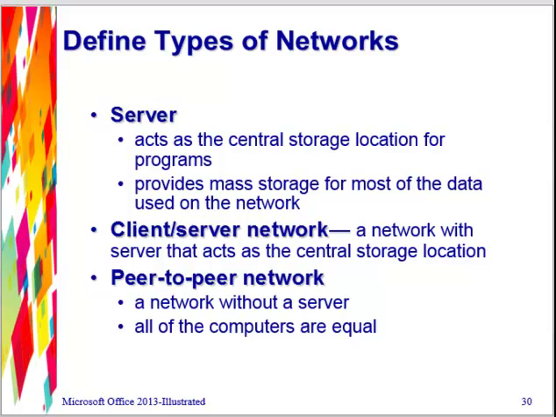A client-server network is one where the server is the central location of the data, and the computer is basically contacting the network to access all the data. And then the peer-to-peer network is when 2 computers or 2 networks are connected together without a server, and all the computers have equal access or equal power on that network.